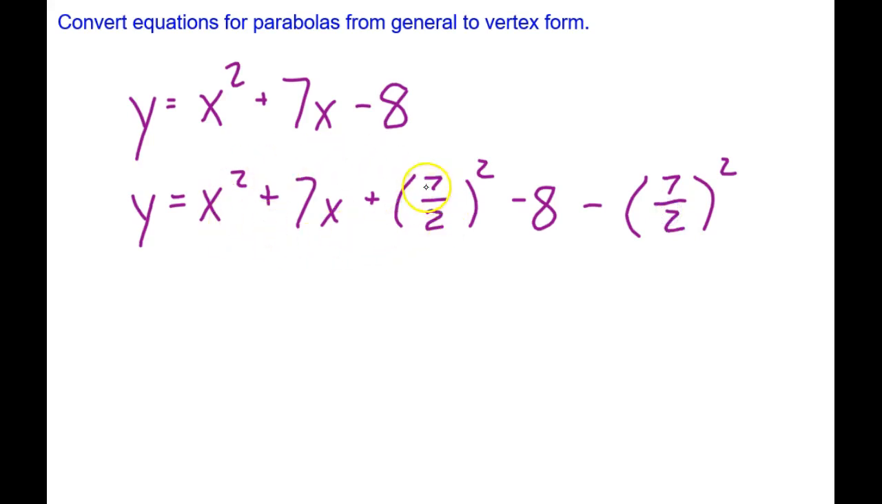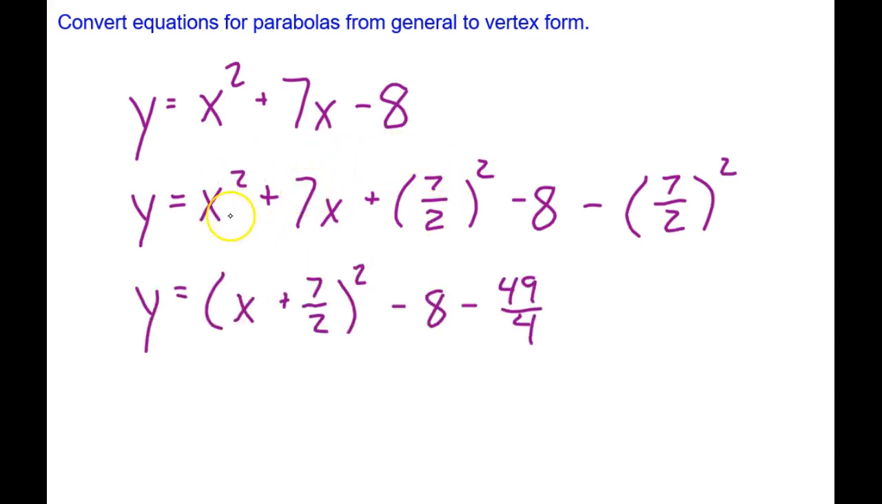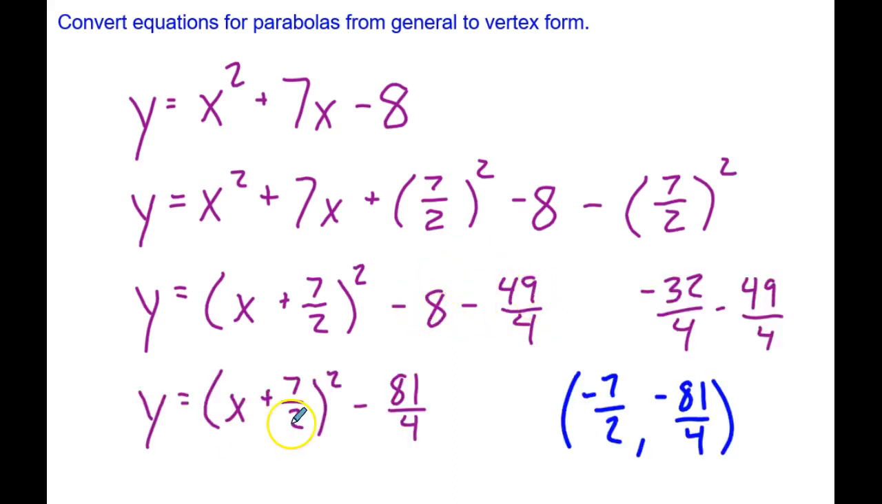Now here, we added that b over 2 quantity squared value to create a perfect square trinomial. So if we're going to factor this down, if we have an x squared, it's going to be an x. Our b value is positive, so we know this is going to be positive. And then we add b over 2, 7 over 2, that quantity squared. And then we subtract 8, and we have minus 7 squared is 49 over 2 squared, which is 4. The last thing we need to do is get a common denominator, which is going to be 4, and combine those fractions. So if we combine those two constants at the end, we get y equals the quantity x plus 7 over 2 squared minus 81 over 4.